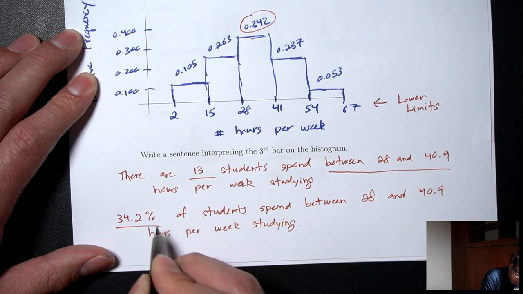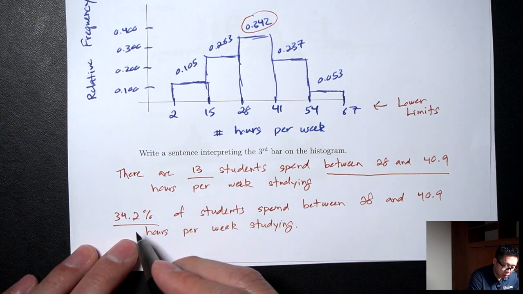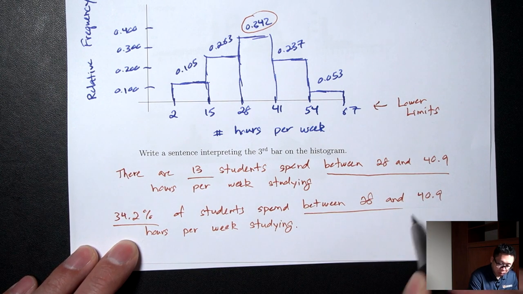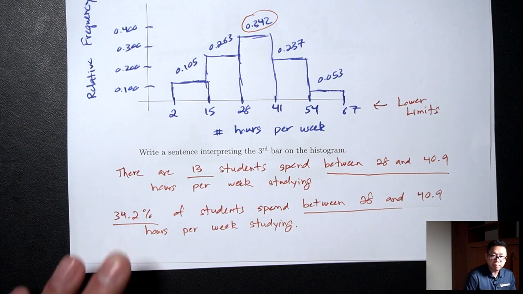So I'm looking for you to convert it to a percent, and then tell me what's special about these 34.2%: they spend between 28 and 40.9 hours per week studying.